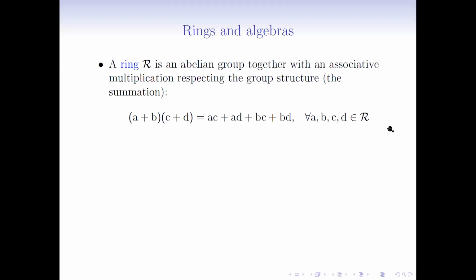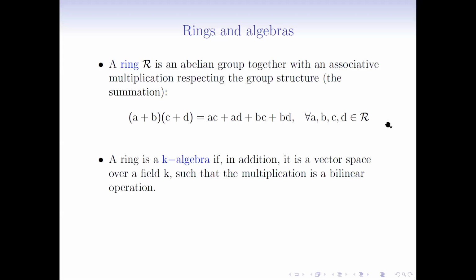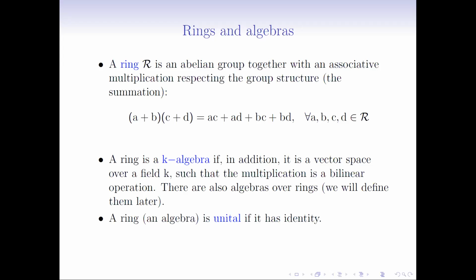Okay, great. So a ring is an abelian group together with an associative multiplication, which respects the abelian group structure. So this distributive law holds for all elements from the ring. And a ring is called a K-algebra if K is a field, if it's an additional vector space, and the multiplication is a bilinear map. There are also algebras over rings, and we'll define them later. We'll talk about them at some moment.